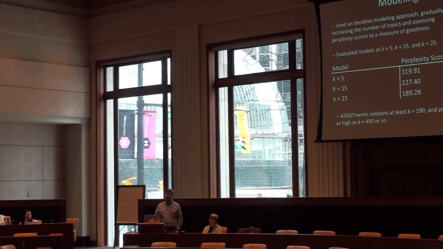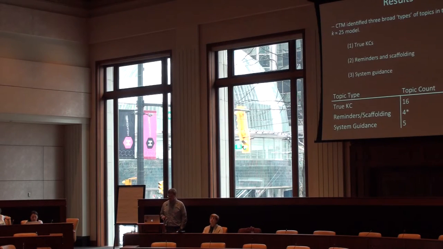So you can see as we go from 5 to 15 to 25, we have this gradually decreasing perplexity score, which suggests that adding more topics into our model is doing a better job of increasing the predictive accuracy of the correlational topic model that we're trying to fit to this data. And 25 is almost certainly not the point at which we should stop. It's the point at which computationally we were forced to stop. ASSISTments has at least 190 skill tags if you go by just what is semantically meaningful, and there could be as many as 450. So this is definitely not the end point for this model.